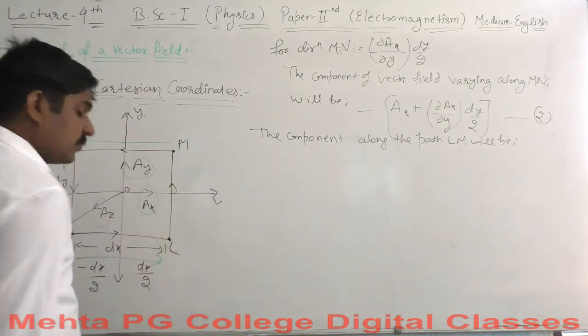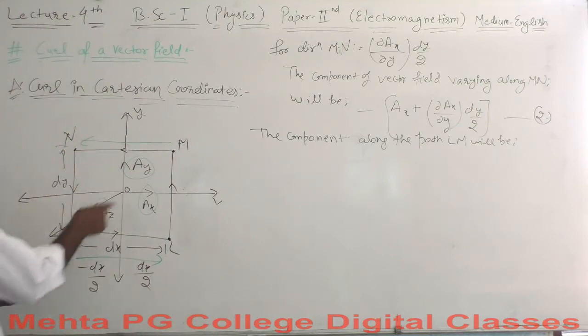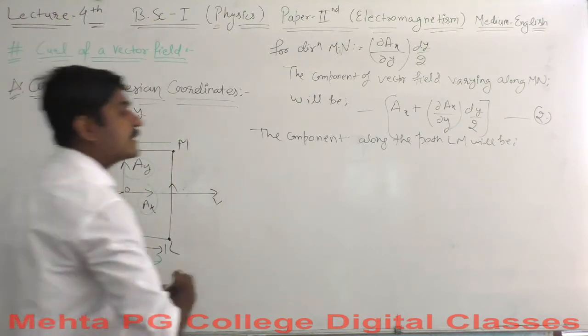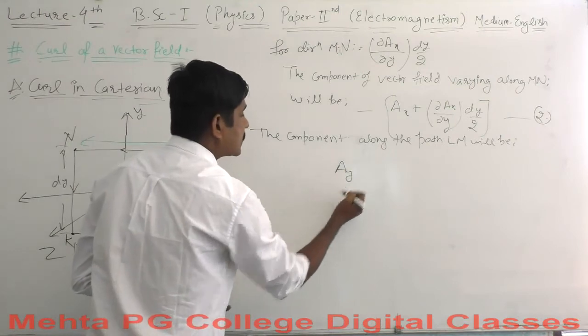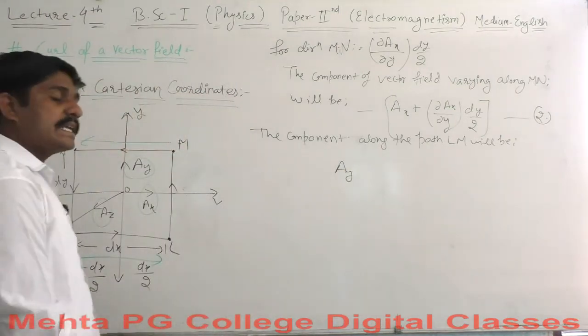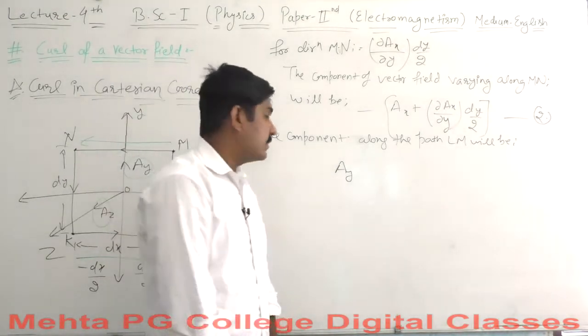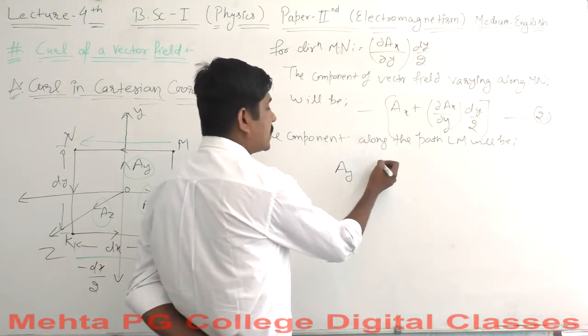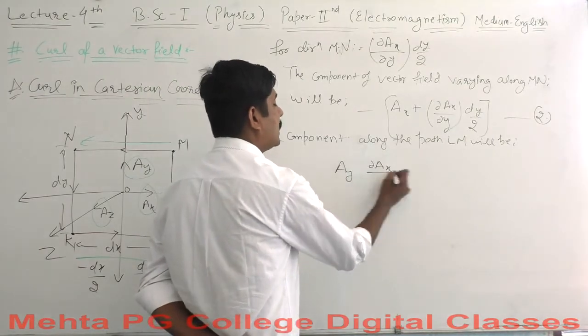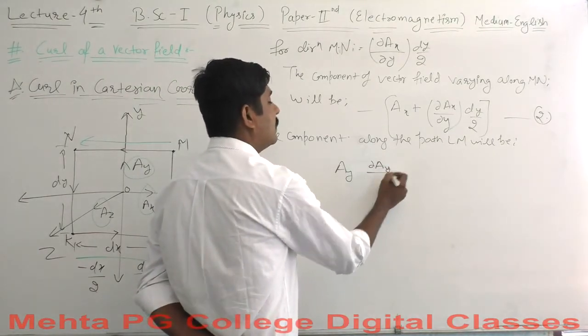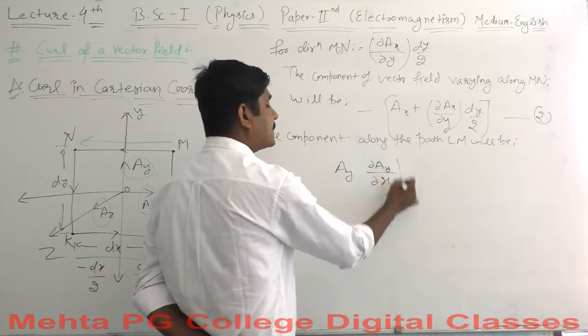Okay. For the direction LM, the component must be Ay. Ay must be the component. So where will Ay change? Ay will change according to Ax. It will change according to Ax. So curly Ay along curly x.